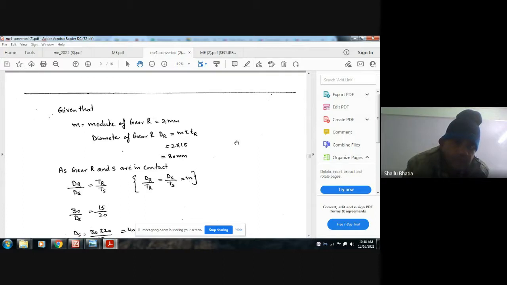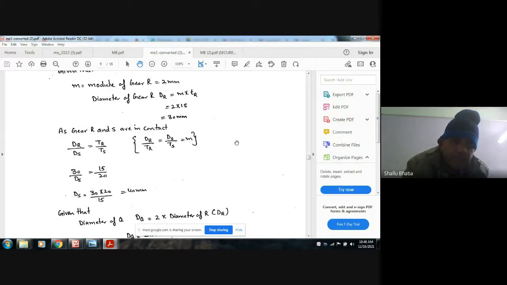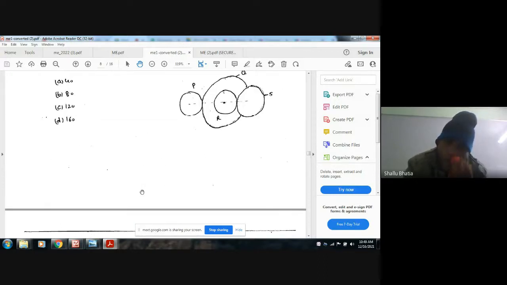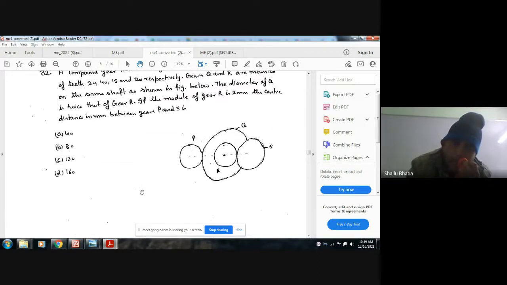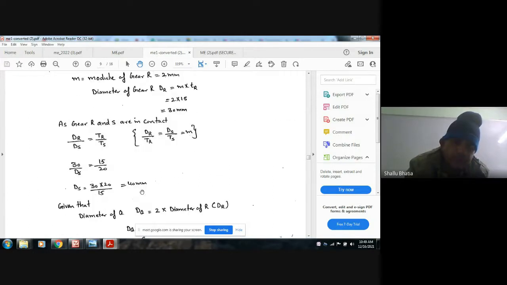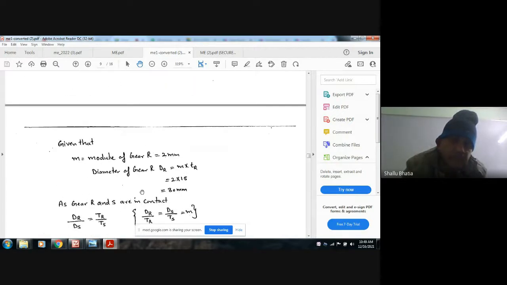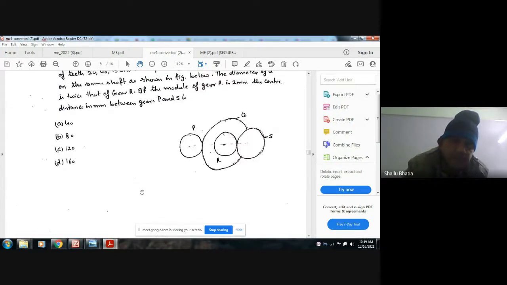Similarly, now we know the diameter. R and S are in mesh, so dr by ds is equal to tr by ts. You can find the diameter of S also, that is 40 mm. Once the diameter of R is known, the diameter of S is also known. Now next, the diameter of Q.